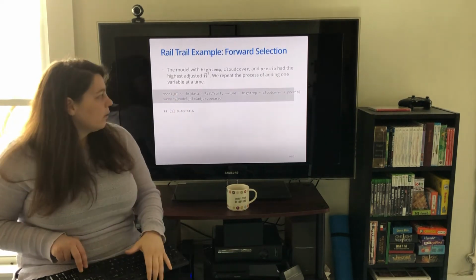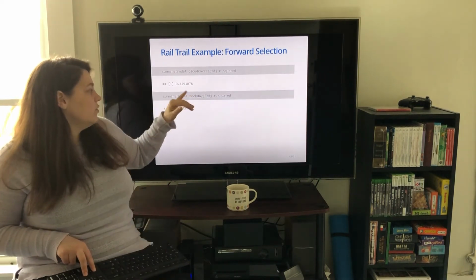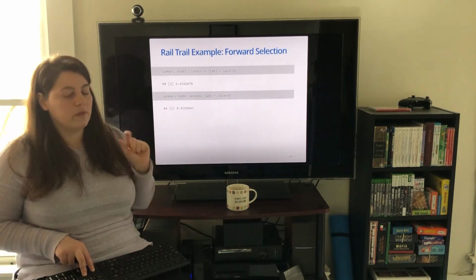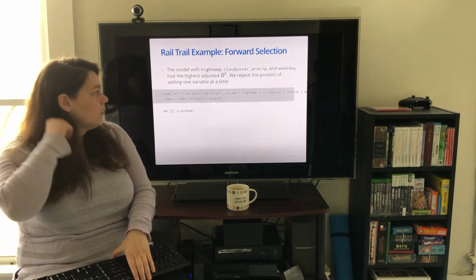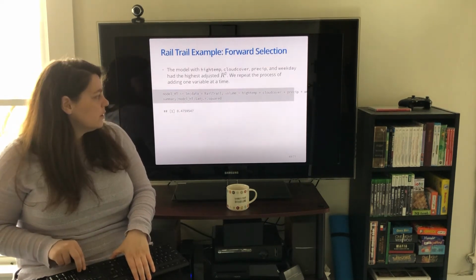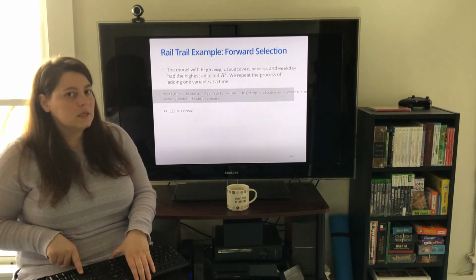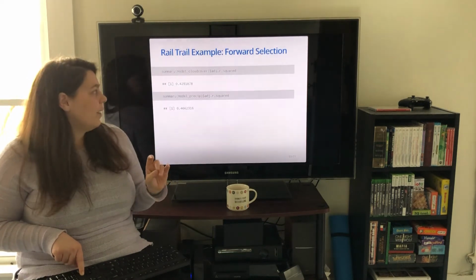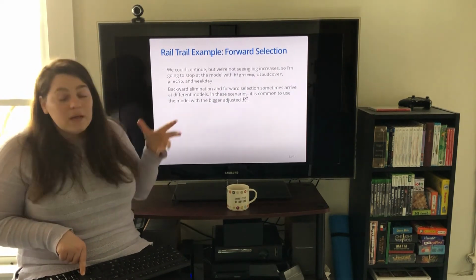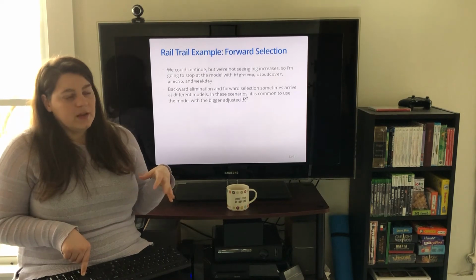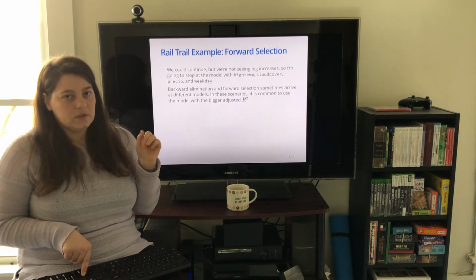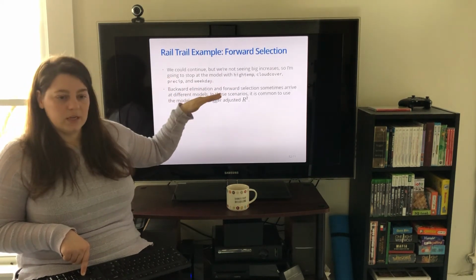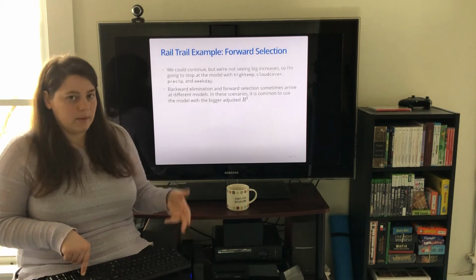So, oops, I went backwards. Wrong way. 0.429, 0.475. So I've added weekday, and it did increase a little bit, so I could stick with weekday there. Okay? I could keep repeating this process, right? I could keep going on forever and ever until I've added them all back in. But I'm not seeing big increases anymore, right? They're really tiny, very marginal increases. So I'm actually just going to stop with the model with high temperature, cloud cover, precipitation, and weekday. I feel pretty good about that model.